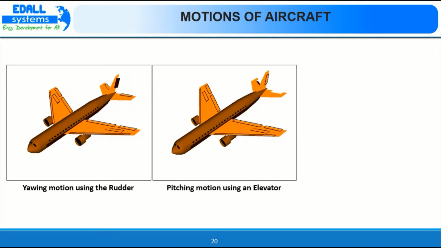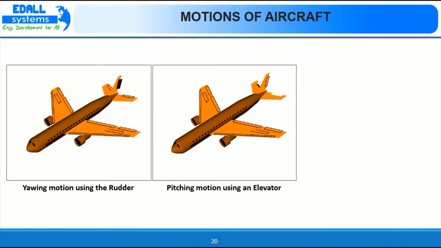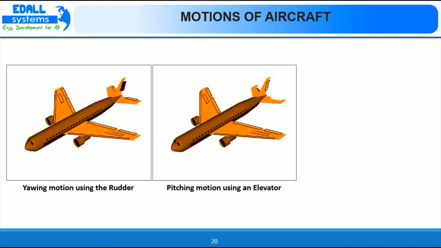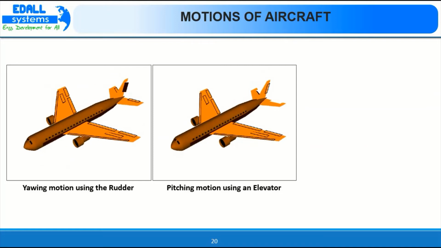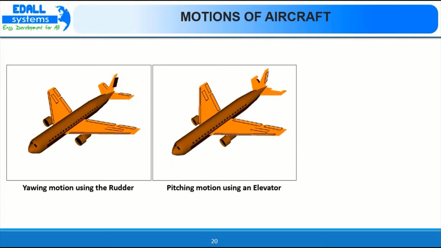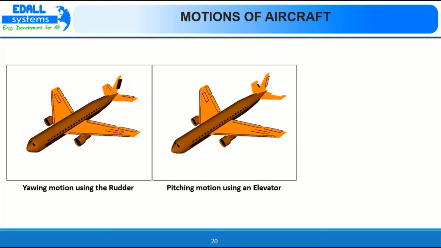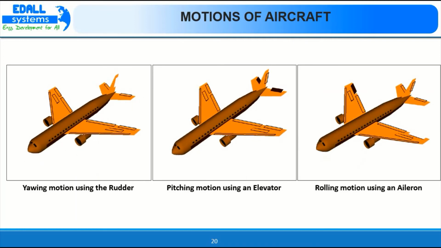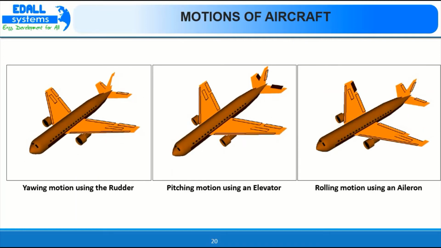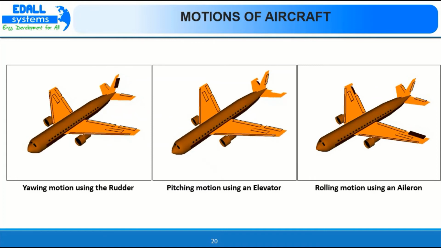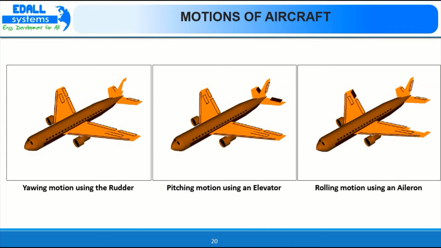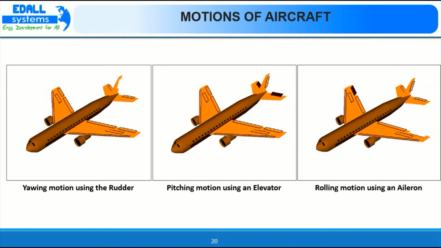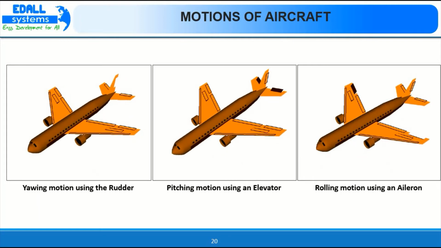Then we have pitching motion using an elevator. The elevators are present at the horizontal stabilizer in the empennage part, and we can see how the elevators move up and down and how this affects the aircraft to move up and down. Then the last motion, that is rolling motion using an aileron. One aileron is moving up, the opposite aileron is moving down, and this helps the aircraft to roll about a particular axis.